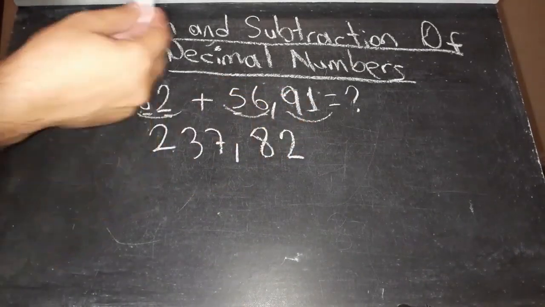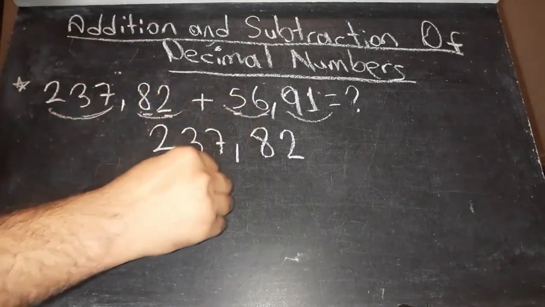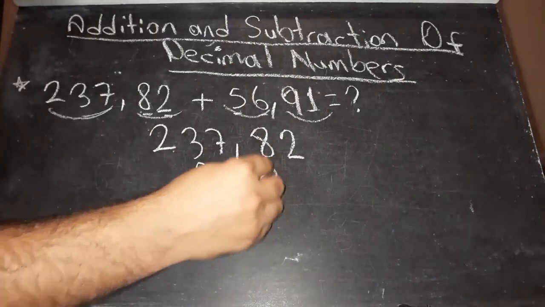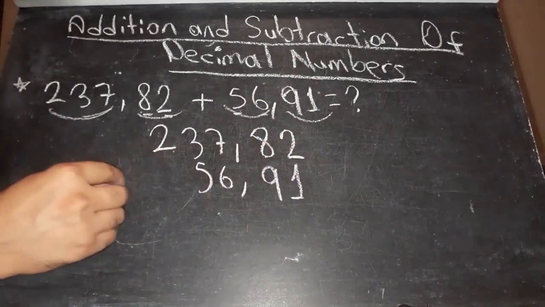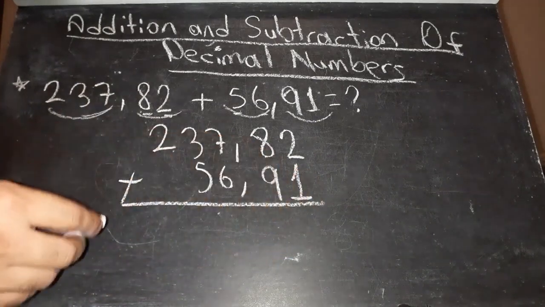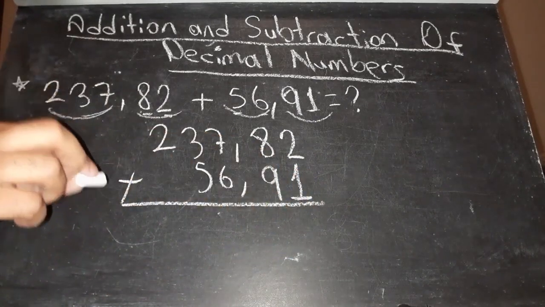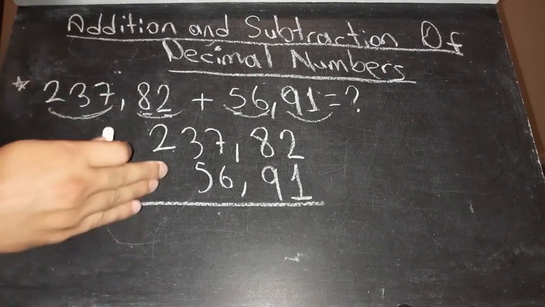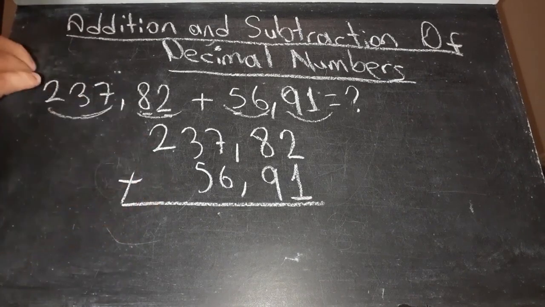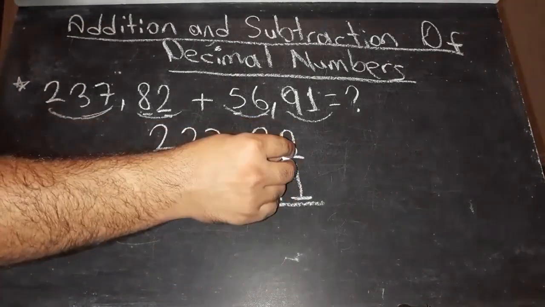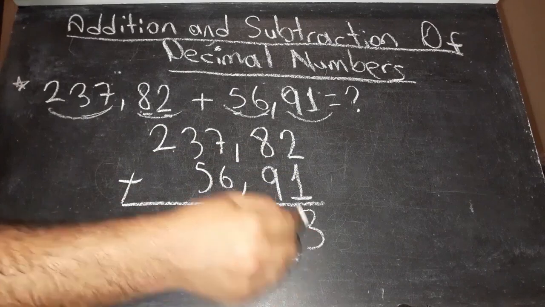Okay, so let's write. This will be 56,91. After writing underneath the same place values, you are going to do the same thing you do in addition and subtraction of whole numbers. Exactly the same thing. You start from right to left to add to each other. 2 plus 1, 3.